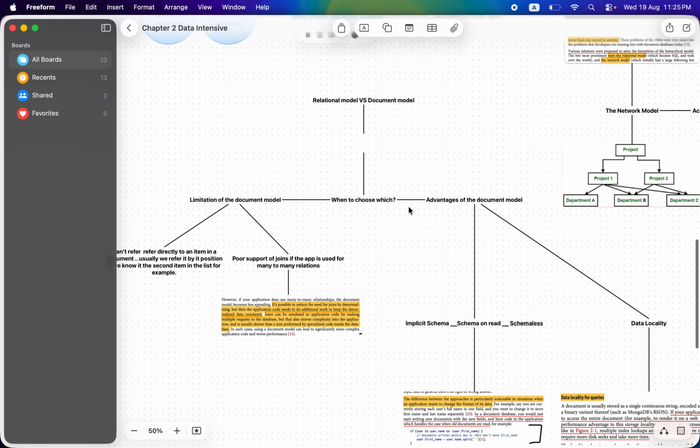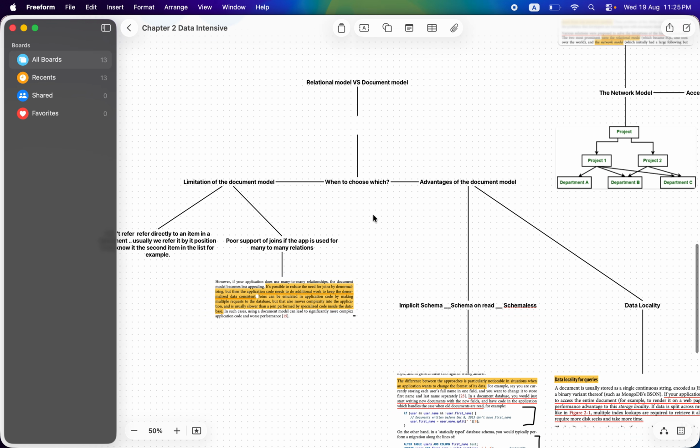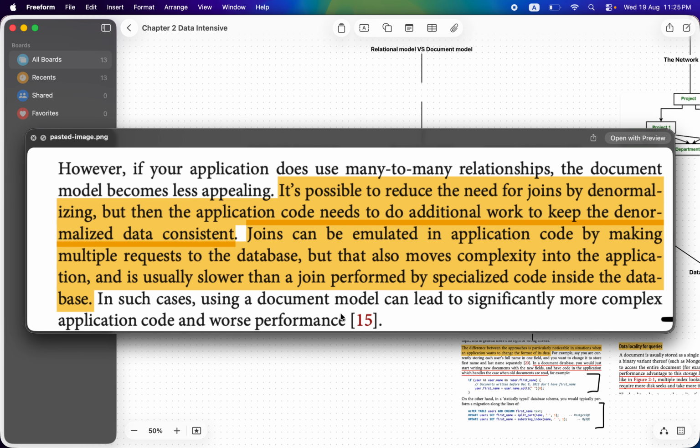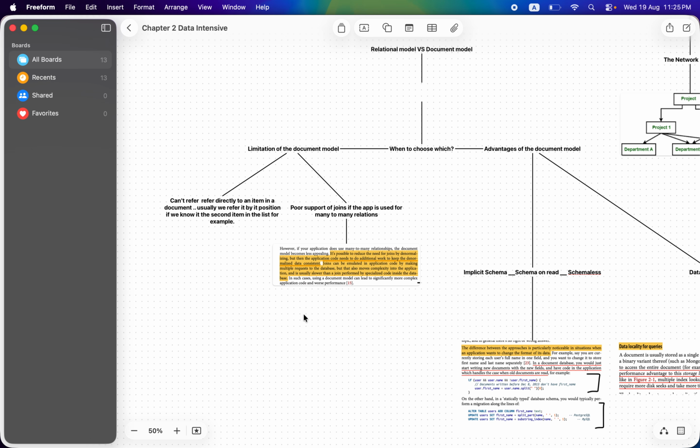Then it just made a small comparison between the relational model and the document model. It mentioned the advantages and disadvantages of the document model. So first, just briefly, the document model's first limitation for sure is its poor support for joins. So yeah, document-based doesn't really support joins.